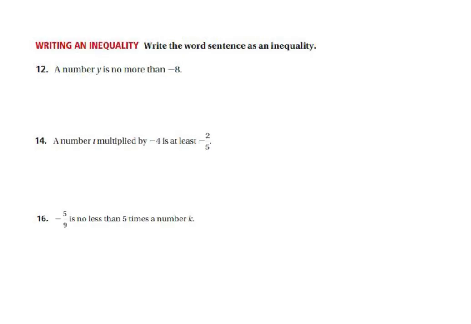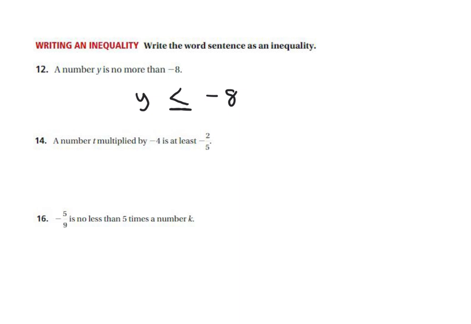In questions 12 through 16, you're being asked to write the word sentence as an inequality. A number, y, is no more than -8. So we know our variable is going to be y, and our constant is -8. And it says y is no more than. So if it's not more than, that means it has to be less than, and it can't be equal to it either. It has to be no more than -8. So it can't be -8.